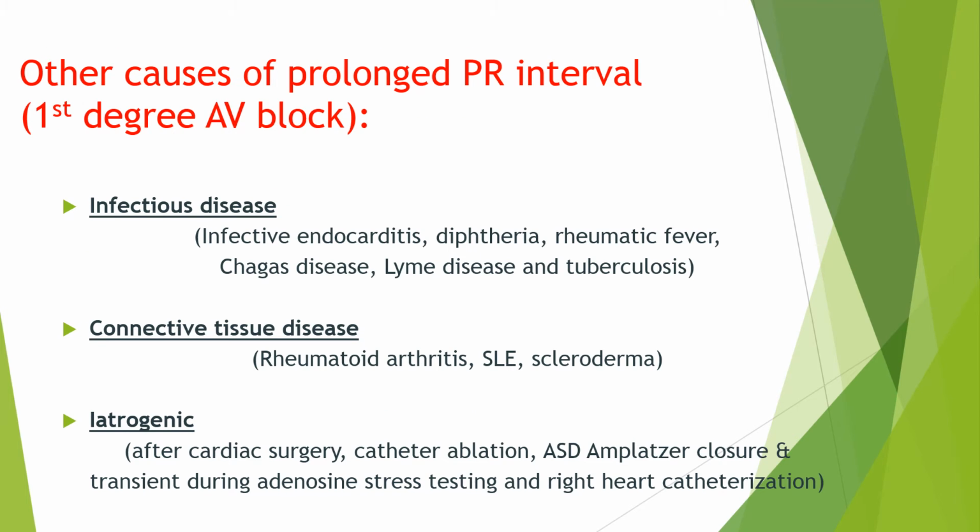And there are other causes for prolongation of the PR interval, like infectious diseases such as infective endocarditis, diphtheria, rheumatic fever, Chagas disease, tuberculosis, also connective tissue diseases like rheumatoid arthritis, systemic lupus erythematosus, and scleroderma. It may be iatrogenic after cardiac surgery, catheter ablation, and ASD closure, and it may be transient during adenosine stress testing and right heart catheterization.